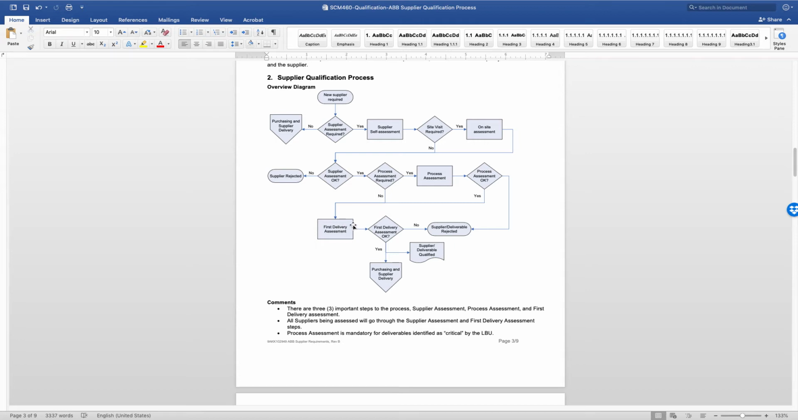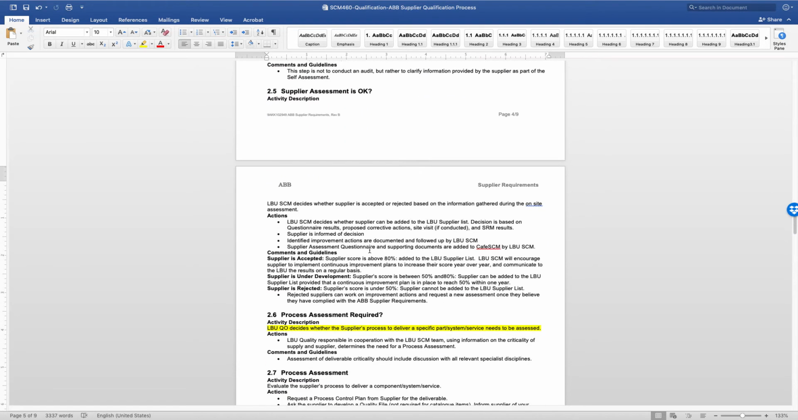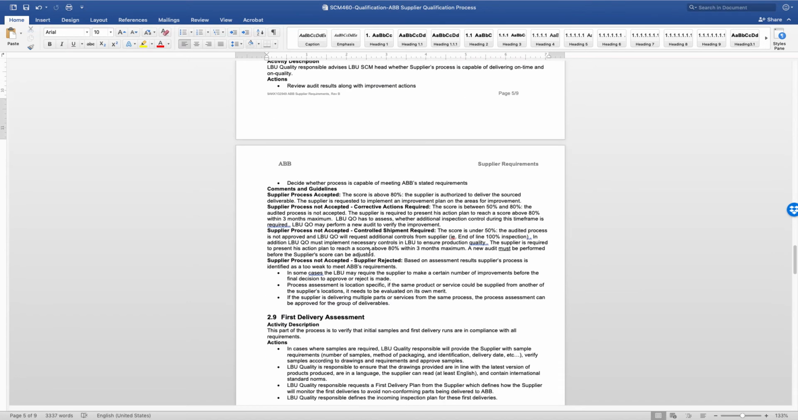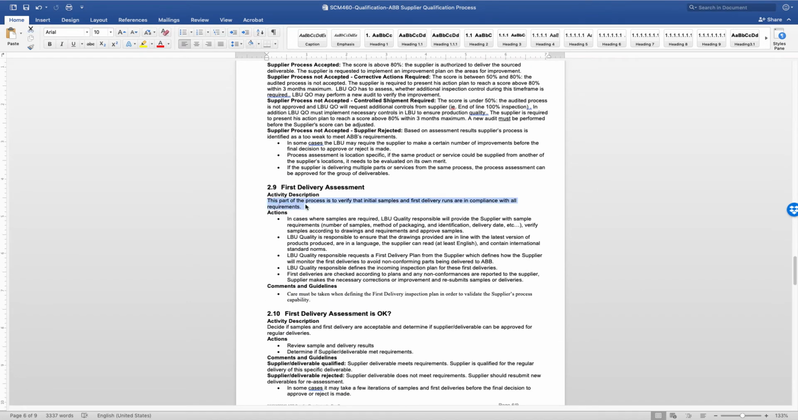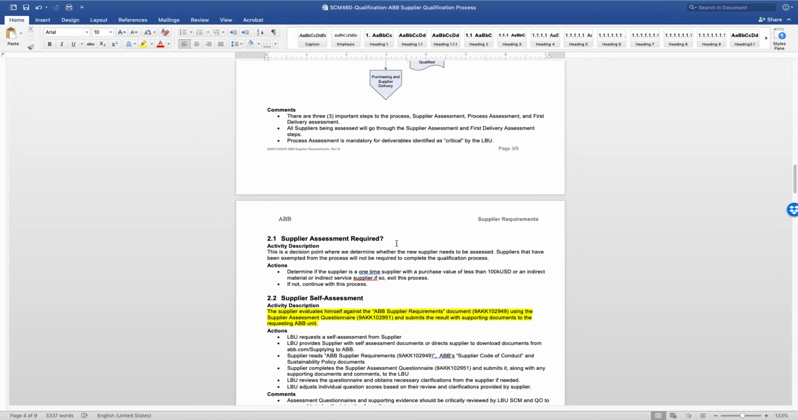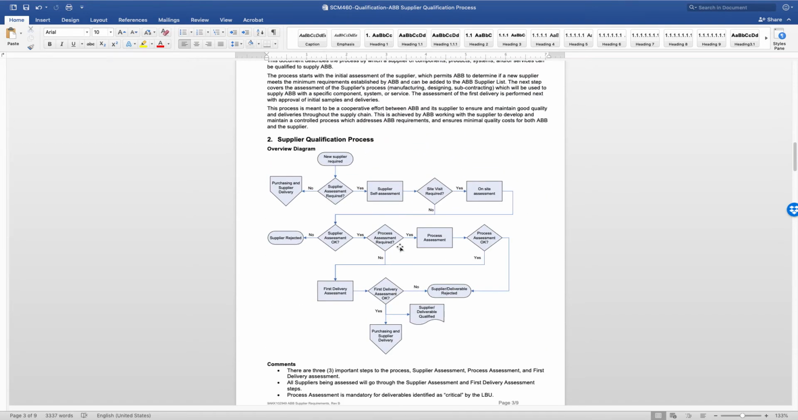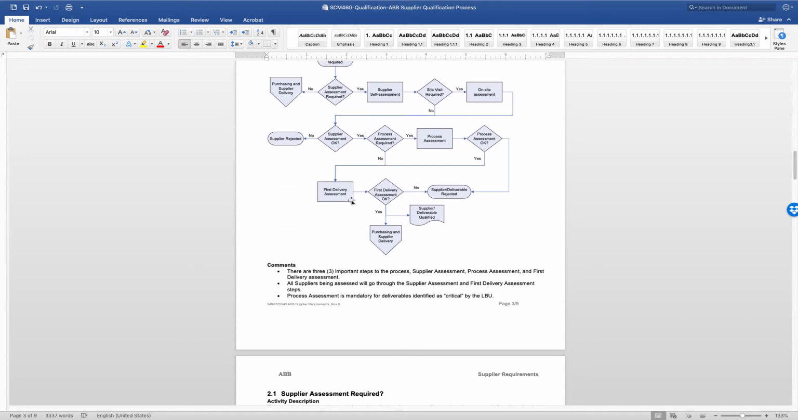In any case, ABB also does the last phase, which is the product control, the product qualification. So ABB requires a first delivery assessment. What is that? This part of the process is to verify an initial sample and first delivery runs in compliance with all requirements. So basically, as ABB requires machineries, which are made by systems, equipment, and tools brought by the supplier, they always require from the supplier a trial product of equipment, part, or system to check if the quality is compliant with what is requested by ABB.